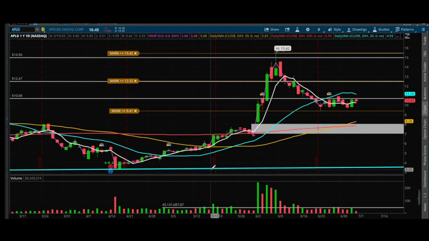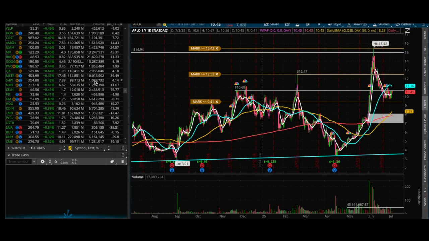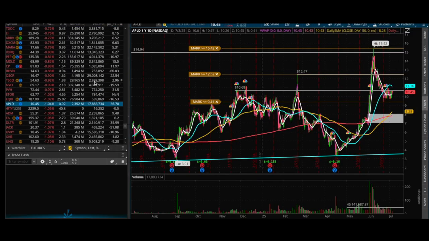Of course, it had a pretty nice rally from this $3 level, so it's pretty good. If you're looking at year-to-date performance, it's outperforming everything essentially, in terms of indexes, right? Year-to-date Applied Digital is up 36%. So if you want to look at it that way, yeah, it's doing okay.